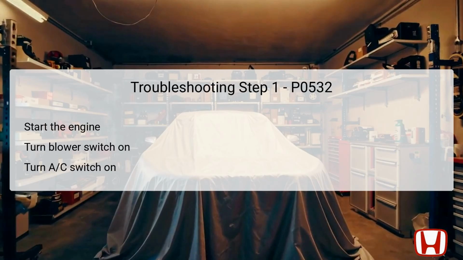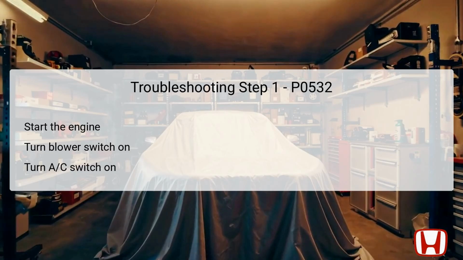Begin the troubleshooting process by starting the engine and allowing it to idle. This creates the necessary conditions for the AC system to operate, providing accurate readings. Next, turn the blower switch on to engage the fan and ensure that the air is circulating through the system. After that, activate the AC switch to enable the air conditioning system. This will help in examining whether any voltage readings can be obtained.